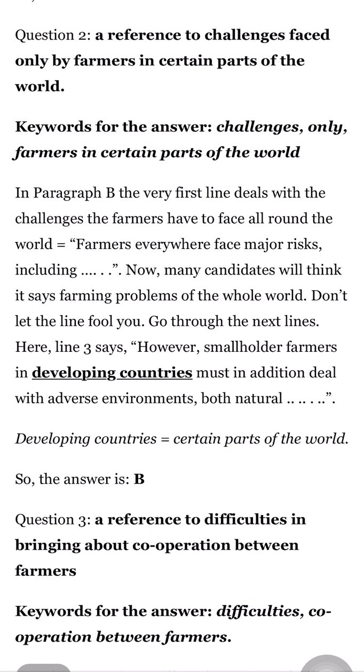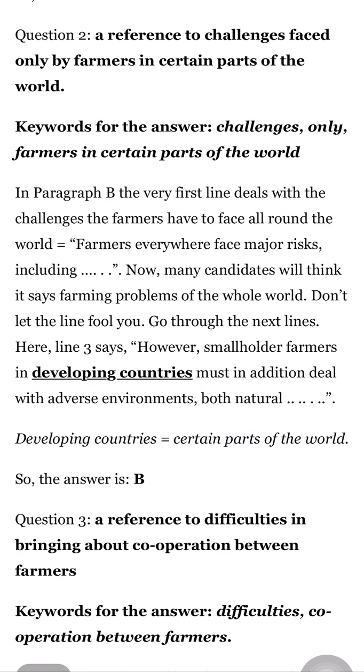Now, many candidates will think it says farming problems of the whole world. Don't let a line fool you. Go through the next lines. Here, line 3 says, however, smallholder farmers in developing countries must in addition deal with adverse environments, both natural. Developing countries equals certain parts of the world, so, the answer is B.